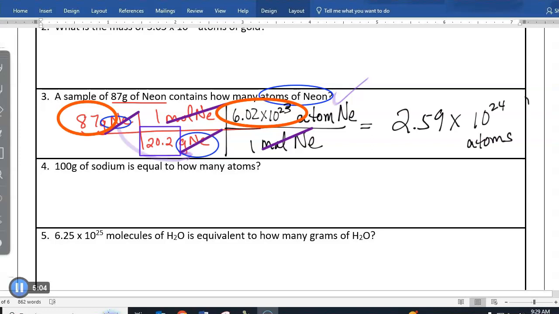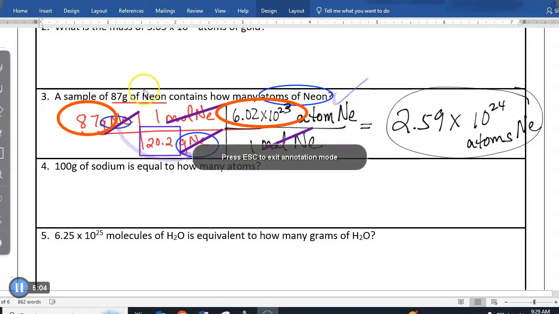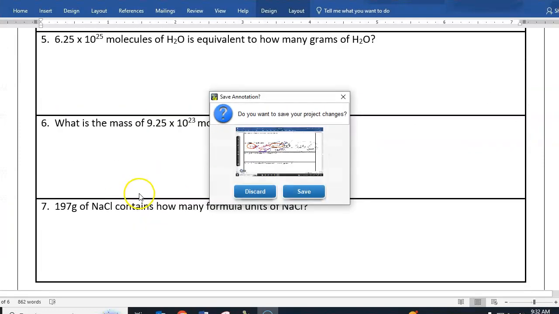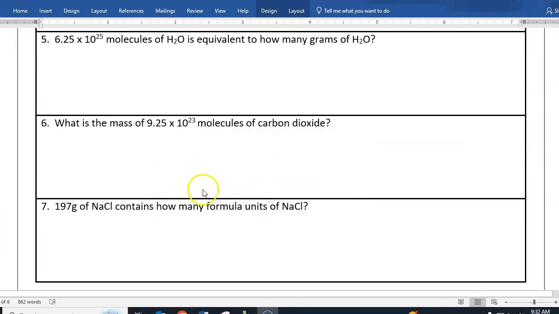As far as atoms, you always get a bunch of atoms of neon, because atoms are so tiny. It takes so many atoms to make up 1 mole. So that's the same process as number 4. Notice number 1 is an example to help you do number 2. Number 3 is an example to help you do number 4. Number 5 is going to be an example to help do number 6.